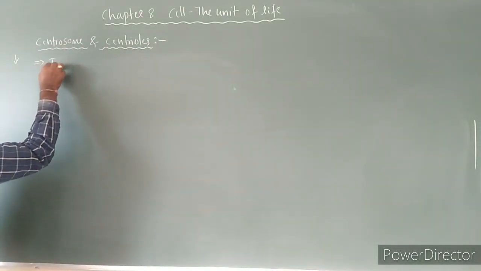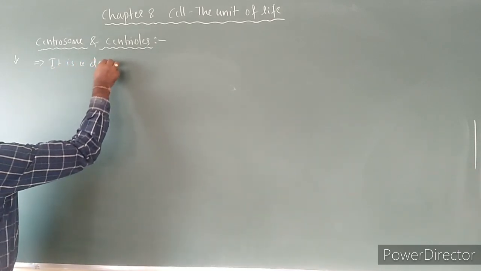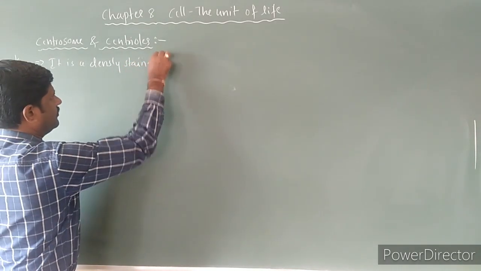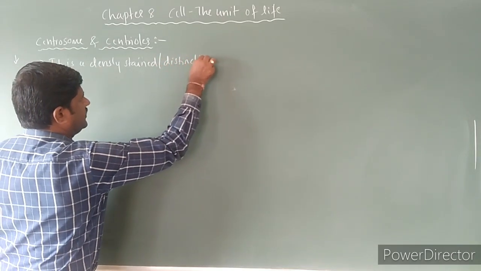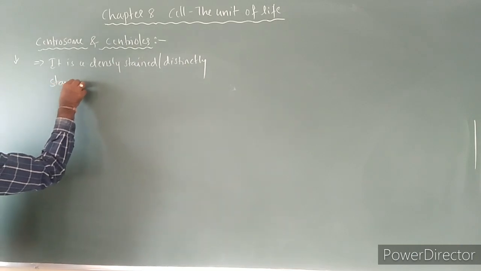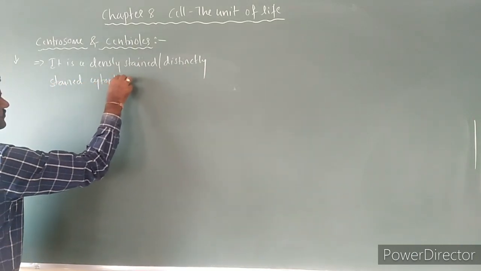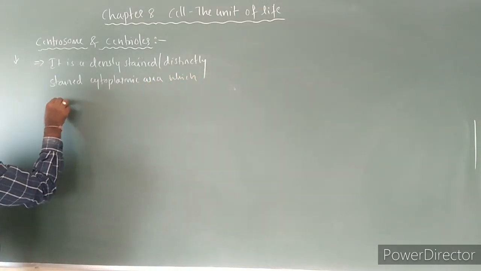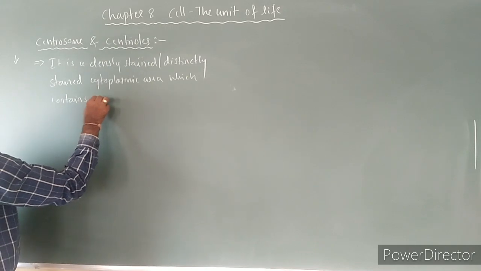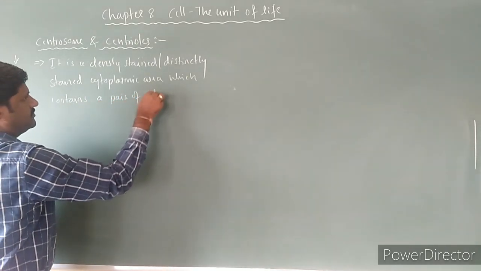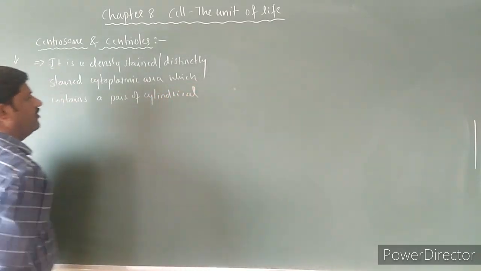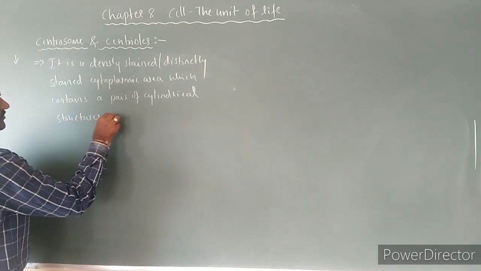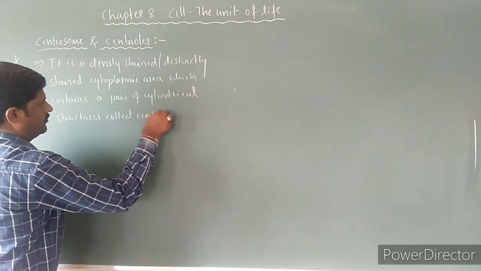So what is centrosome? It is a densely stained or distinctly stained cytoplasmic area which contains a pair of cylindrical structures called centrioles.